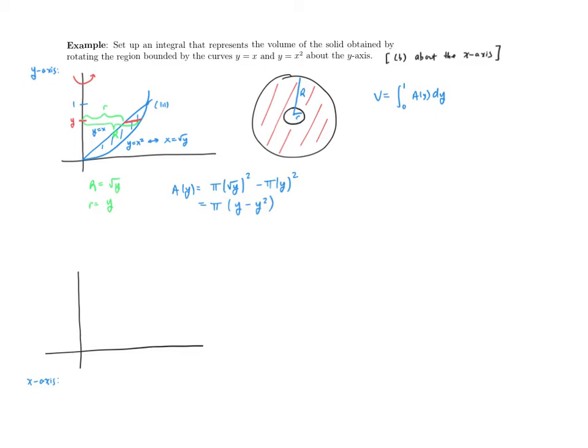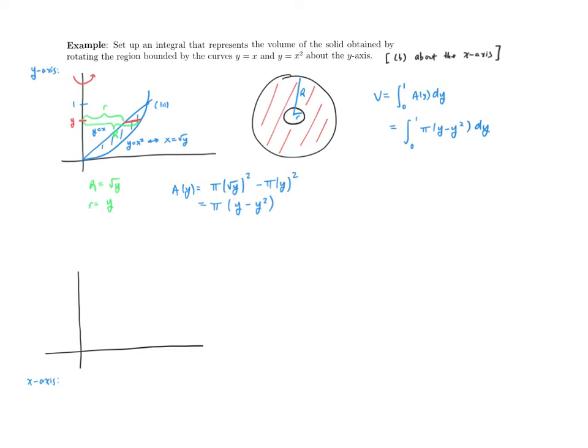So the volume of this solid of revolution, formed when we rotate the region about the y-axis, is the definite integral from 0 to 1 of pi times y minus y squared. And this is what I would consider the set-up portion of the problem. That is, you get it to the point where it's a definite integral and it's ready to evaluate.